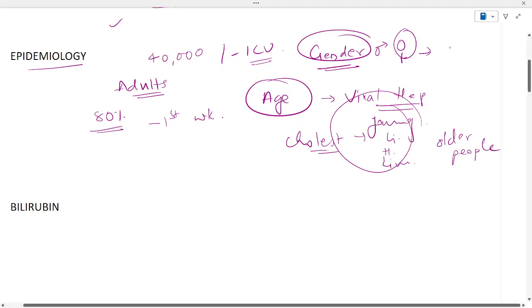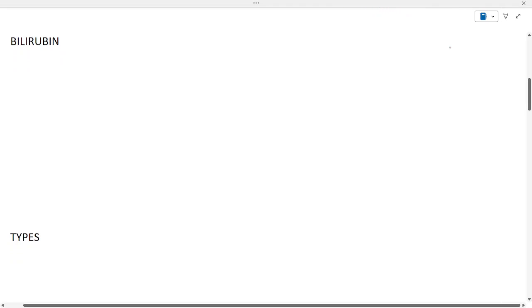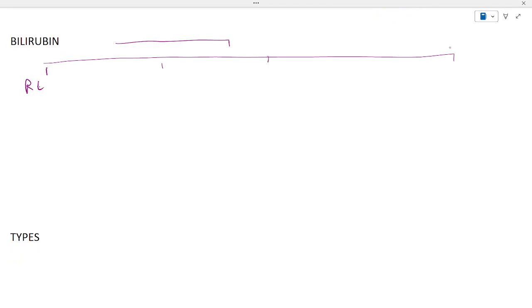But to understand this, we need to understand the normal metabolism of bilirubin, and we need to understand it by dividing it into four different compartments. The first compartment is the reticuloendothelial system. Second is the bloodstream. Third is where your liver comes into action, and the fourth one is the gut.